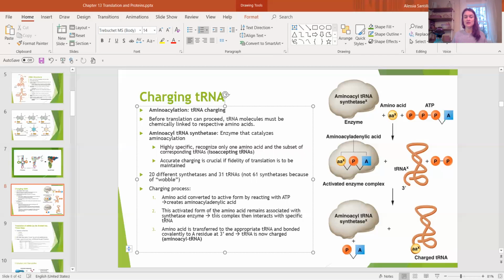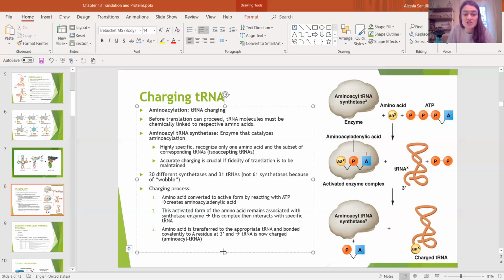And then there's about 31 tRNAs, just because remember of that wobble hypothesis that we considered even in the prior chapter. There's not 61 synthetases, again, there's no need to make 31 synthetases either, because one synthetase can recognize multiple tRNA anticodons, just as long as those anticodons are complementary to the codons that code for the same amino acid. So the specificity of the amino acyl synthetase all has to do with the amino acid, okay?